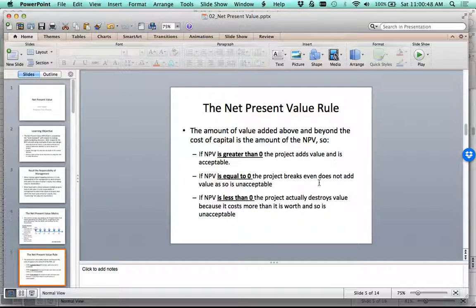And obviously, if the NPV is less than 0, then you're actually going to spend money to do a project that won't make enough money to even pay back the cost of capital. And so it's actually destroying value for your company and definitely is unacceptable.